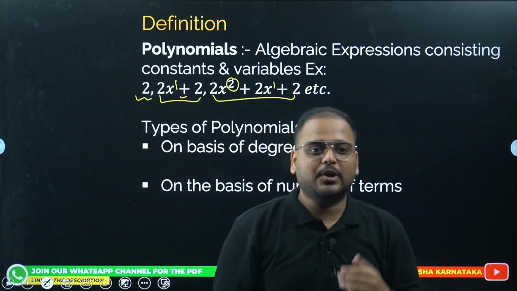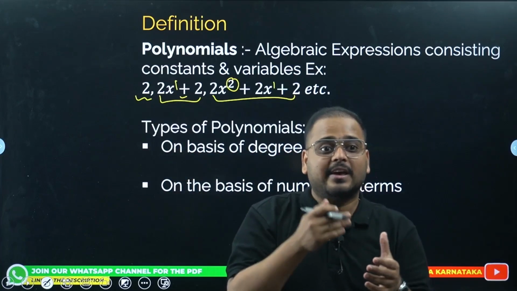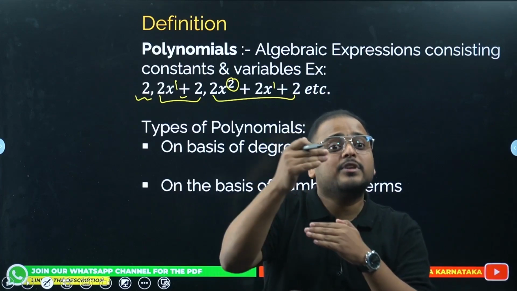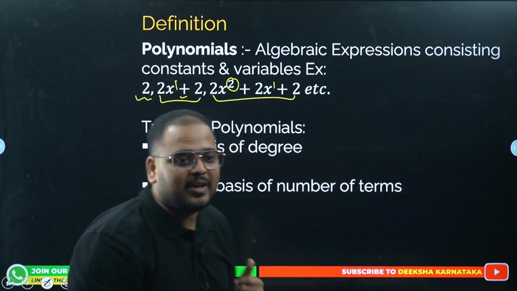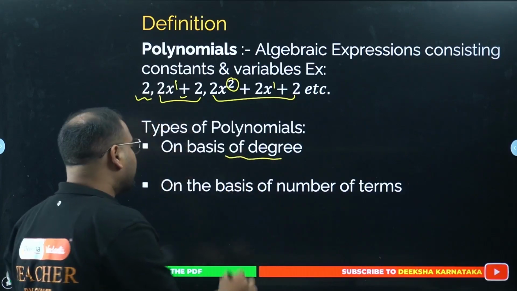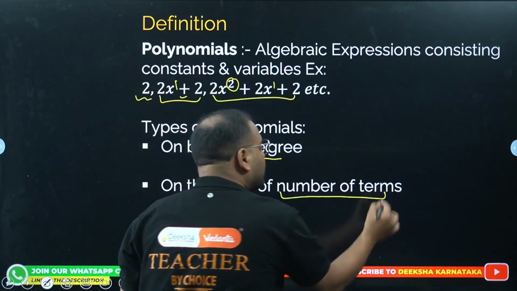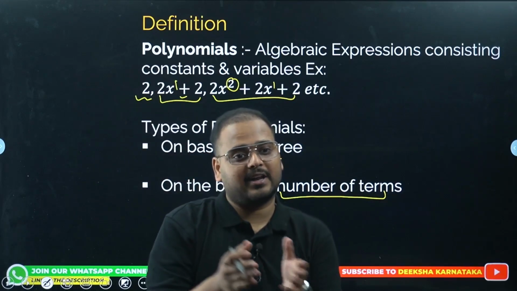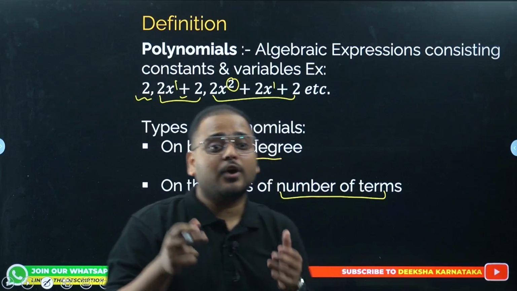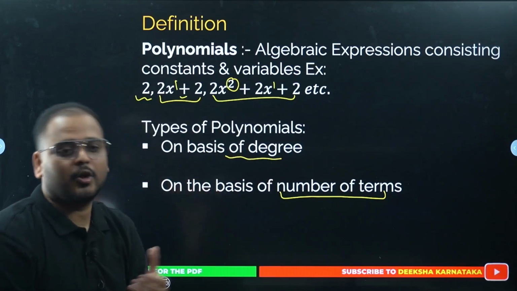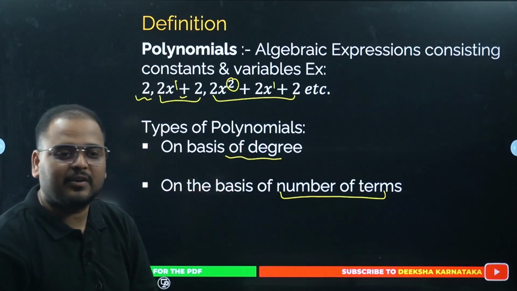Glad you noticed, because the next topic of ours is how we classify polynomials on the basis of categories. The categories we have here are on the basis of degree and on the basis of number of terms. On the basis of how many terms are present, we will define a polynomial, and on the basis of the degree of the polynomial, we'll define a polynomial again. These are the classifications that we have.